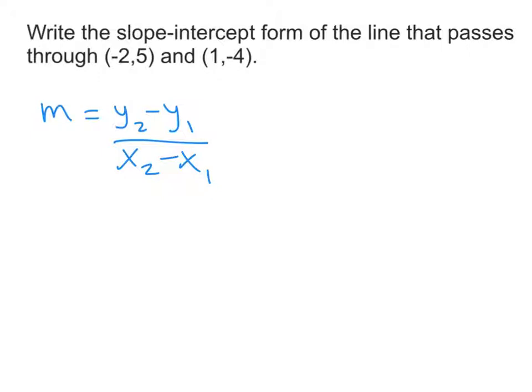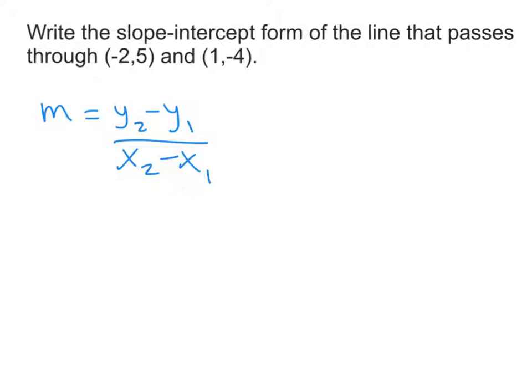Write the slope-intercept form of a line that passes through 2 points. This is the least amount of information they can give you if they want the equation of a line. That least amount of information is 2 points. So the first thing you're going to do is, for any equation you have, you're going to need the slope, and that's definitely something they didn't give us. So instead, we're going to take these 2 points and we're going to use our slope formula.